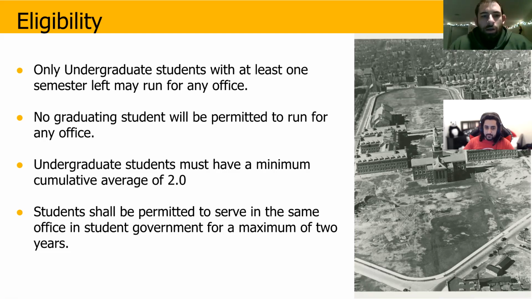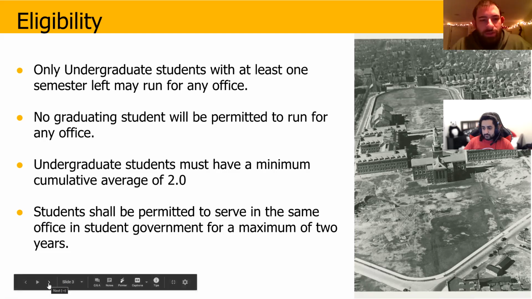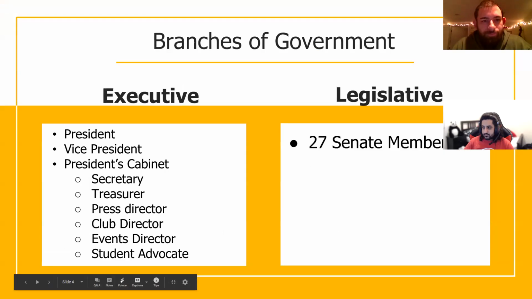So if you're a senator, I think you can only serve 2 simultaneous years, and same thing with any position on the executive cabinet. Those are pretty basic requirements, but they're listed. If anybody has questions, you can ask me later. Darren, can you go to the next one?